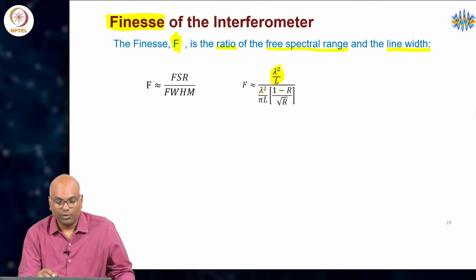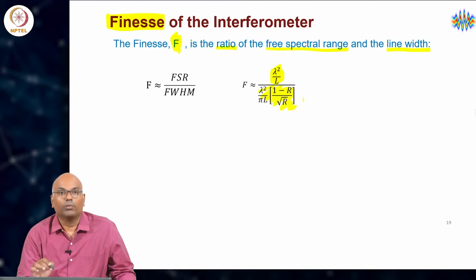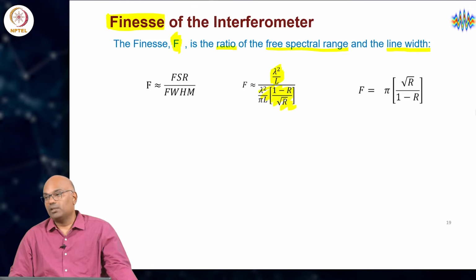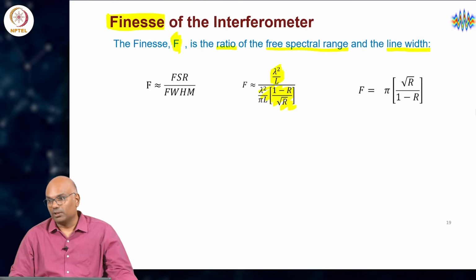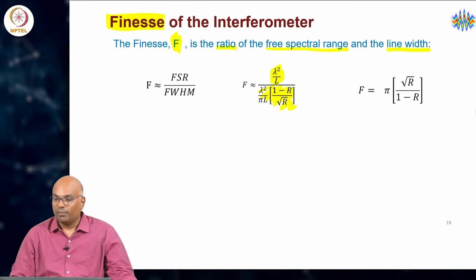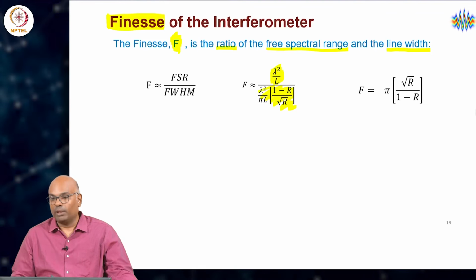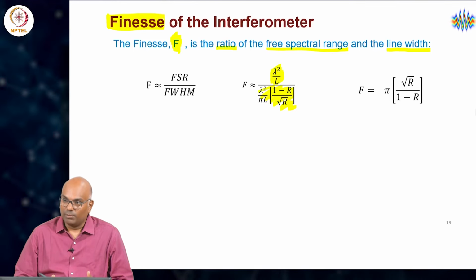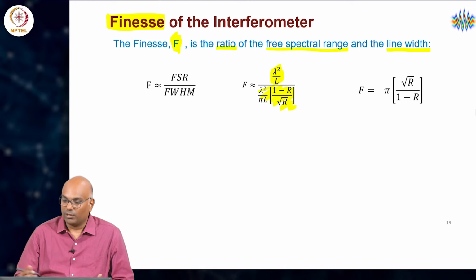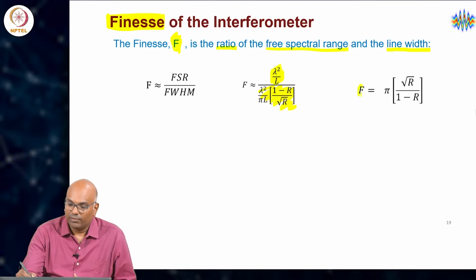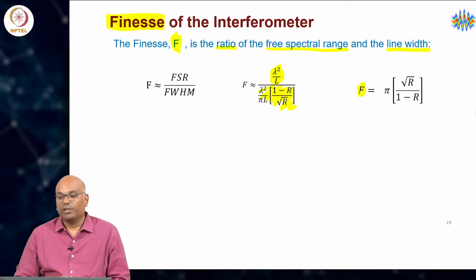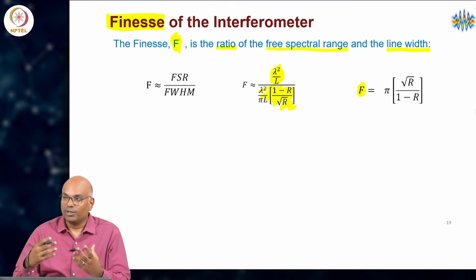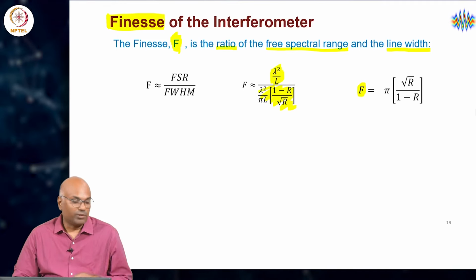Now, the ratio of these two quantities is what we are seeking to determine as the finesse. Finesse turns out to be a very neat expression. It is pi multiplying the square root of r divided by 1 minus r. Note that r is a ratio of two quantities, the transmitted irradiance divided by the incident irradiance. So, it is dimensionless. So, the finesse also has no physical dimension, it is a number. It is a measure of the quality of the resonator.